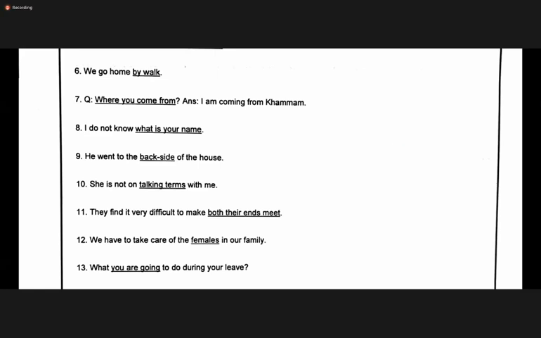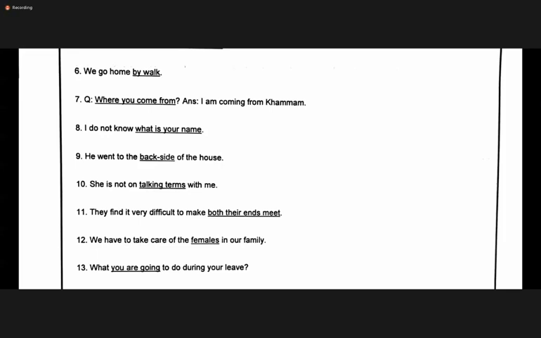Next, the word in 13 is not underlined in our textbook. In the exam, will it be underlined? Yes, ma'am. In the exam, you are given bold letters or italics, or it may be underlined. In the textbook it is not done, but in the final examination it is done. Okay, sir. Right.